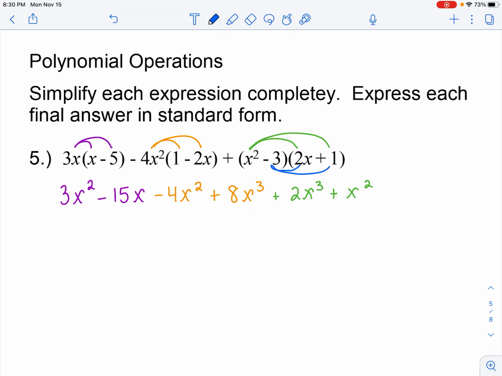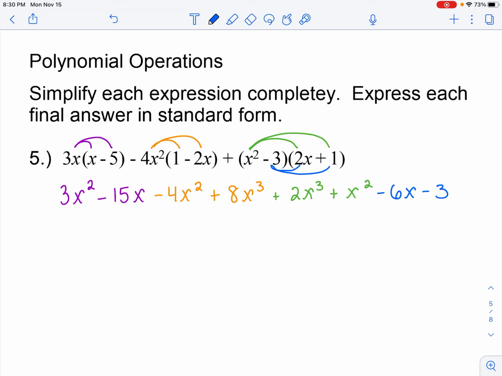Okay, I tend to call it the rainbow method because I draw little rainbow arches, but I've heard it called FOIL. I've heard it called lots of different things. Double distribute. You can also organize it with a box if you want. All right, so now I've got this all organized and I've gotten rid of all my parentheses.